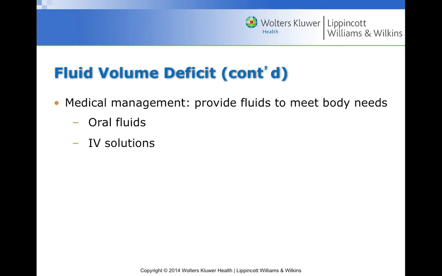Accurate and frequent assessments of the I&O, weight, vital signs, central venous pressure, level of consciousness, breath sounds, and skin color should be performed to determine when therapy should be slowed to avoid that volume overload from occurring.